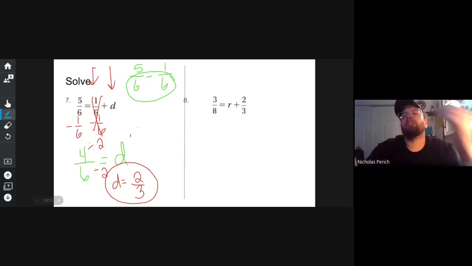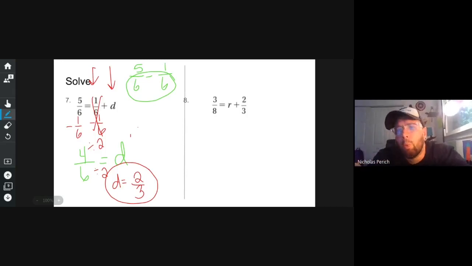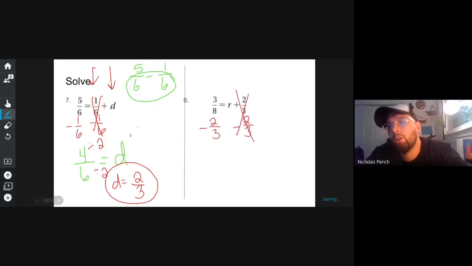Is R all by itself? Now, what's in the way? 2/3. How is 2/3 in the way? Well, it's being added. How do I get rid of plus 2/3? Minus 2/3. Minus 2/3. Cross you out.